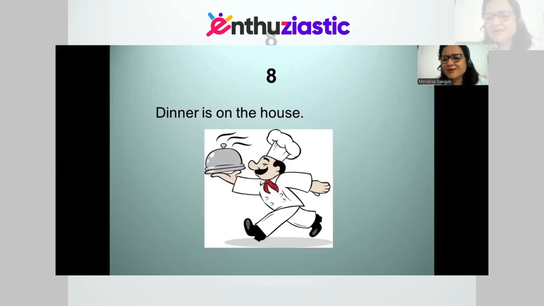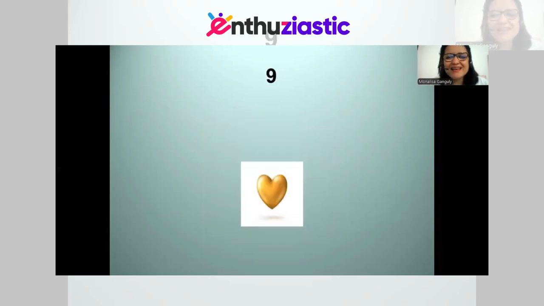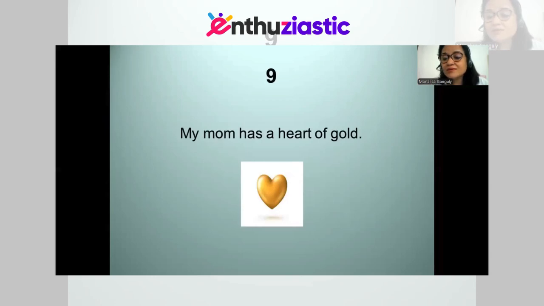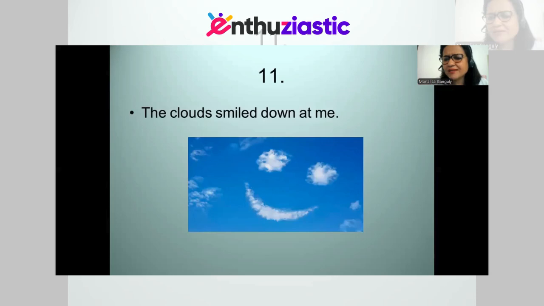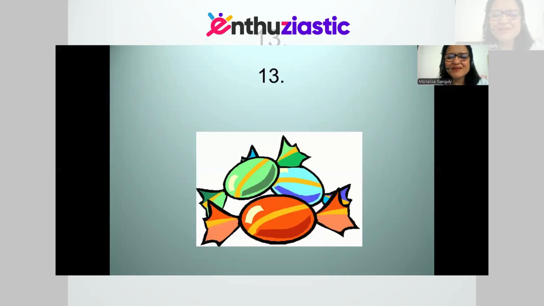Dinner is on the house. Can anyone say what this one is? It's a pun. Okay, my mom has a heart of gold. Literally, a heart of gold means she is a very kind-hearted and generous person. Which one is this? This is a metaphor. Some are difficult, I can understand. This one is easy. The clouds smile down at me. Yes, it's personification. All right.